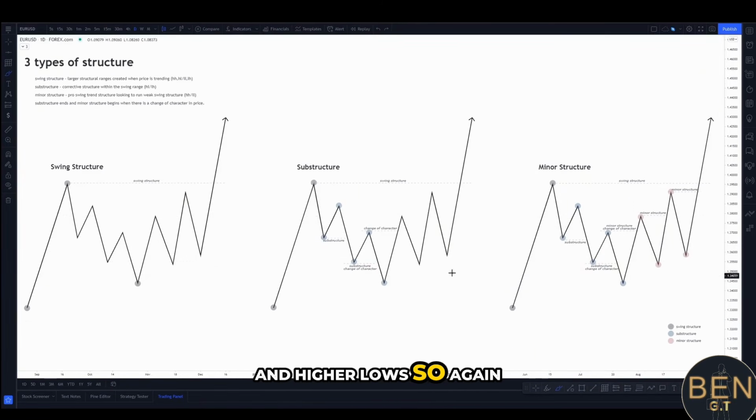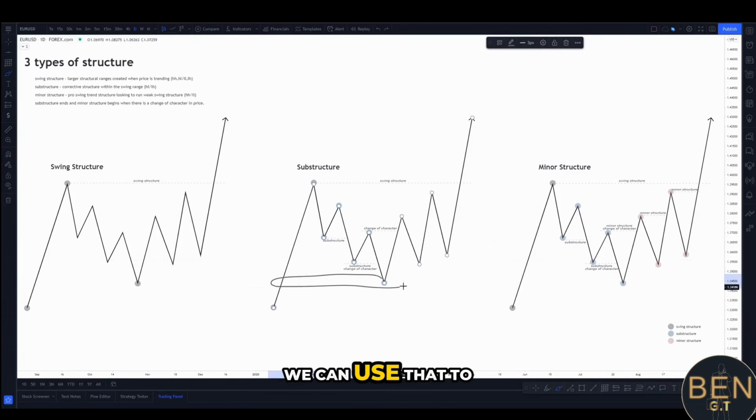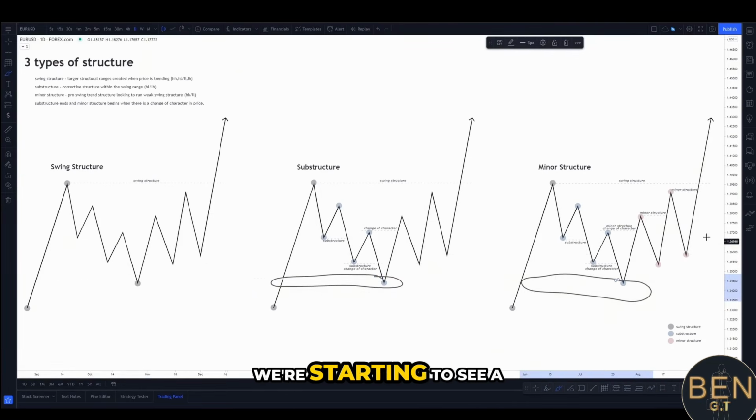So again, like I said with substructure, we can use that to gauge where a higher low is going to form by looking for demand zones, sweeps of liquidity, the combination of demand zones and sweeps of liquidity, as well as supply and demand zone flip zones. And then we can take that a step further with the minor structures. Now that we've seen a reaction point, we're starting to see a change of character. We can start to look at price moving to the upside, and this is where we can start to look at continuation type trades.